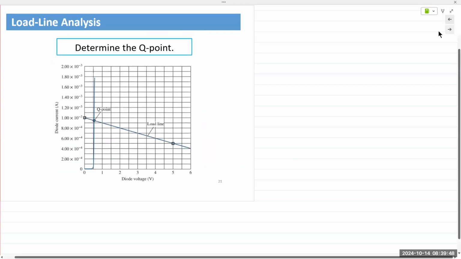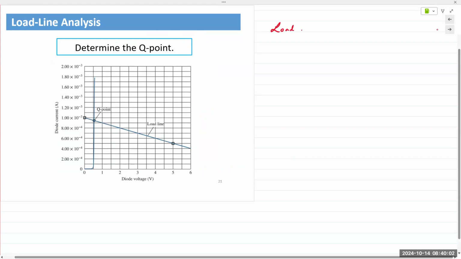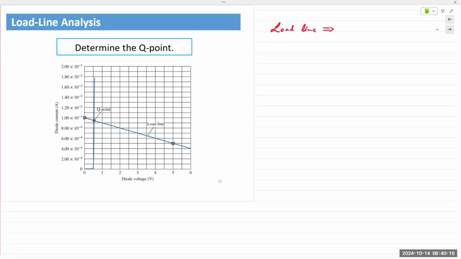All right, so let's take a look at load line analysis. So first thing, how many of you know what a load line is? This is the first time you're hearing of the word load line, right? Okay. All right, so load line, it's a graphical analysis technique where we plot out the device characteristics and the external circuit characteristics on the same graph, or the same chart. Load line is basically the constraints placed on the device by the external circuit.